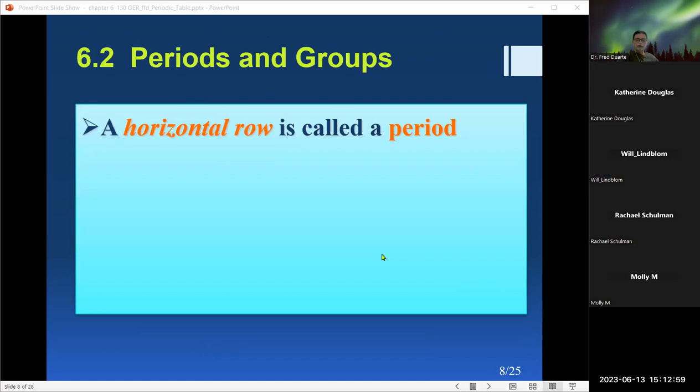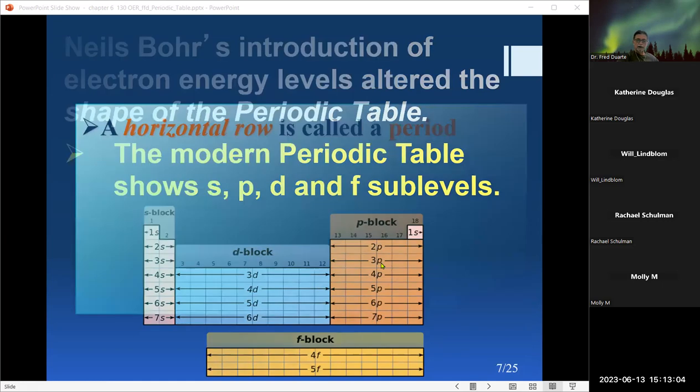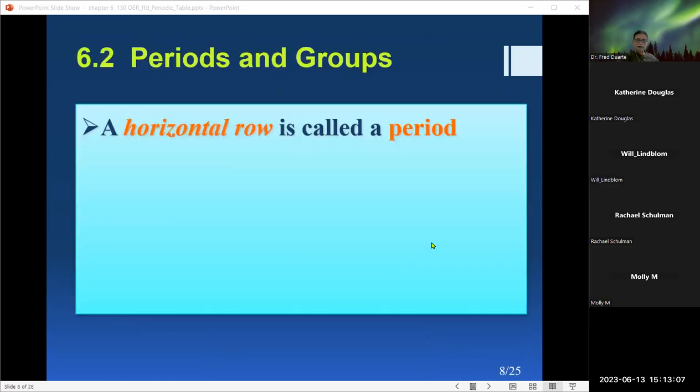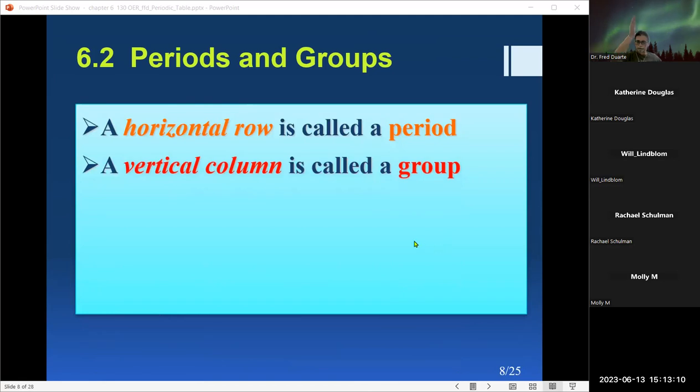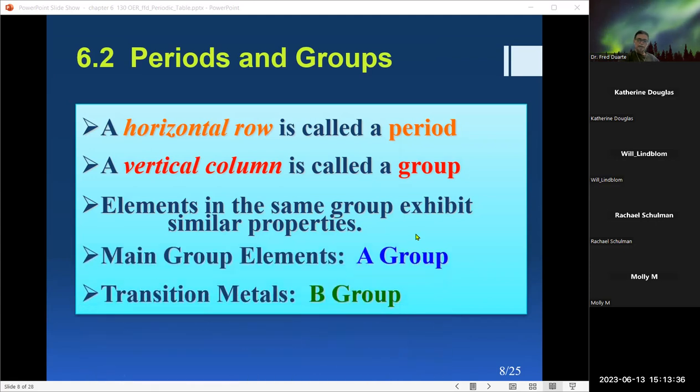Now, the horizontal row of the periodic table is what we call the period. Okay. So periods, and then we have the vertical that we call a group. The other name that's being used is family. Family's been used, but elements in the same group exhibit similar properties. And now, based on our model, it's because they share the same number of valence electrons. Okay, and therefore they have similar reactivity.